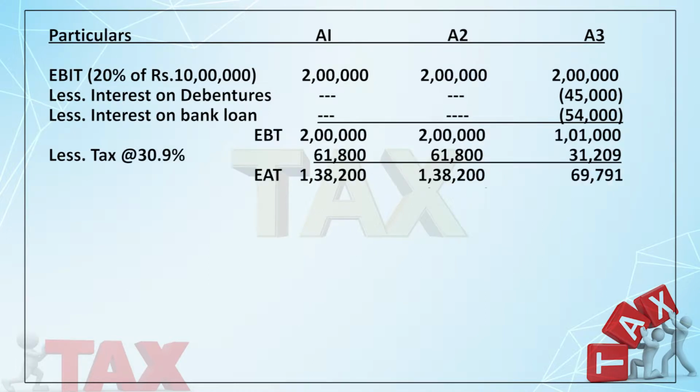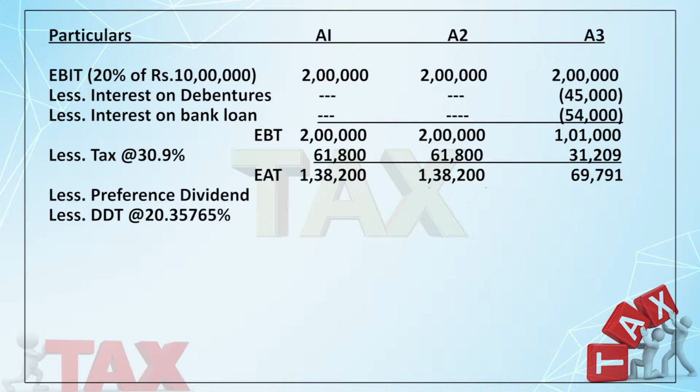In the first case, it is 2 lakhs. In the second case, it is 2 lakhs. In the third case, it is 1 lakh 1,000. Now, we deduct the tax, and the tax rate is given as 30.9%. So it comes to 61,800 for the first two cases and 31,209 for the third case. If I deduct the tax from the EBT, what I get is the earning after tax, or the EAT. That is 1,38,200 for option 1, 1,38,200 for option 2 and 69,791 for alternative 3.